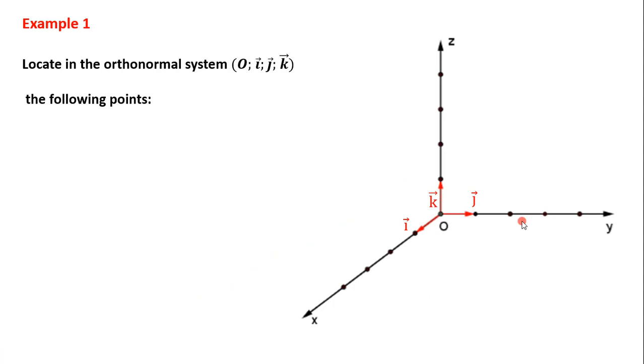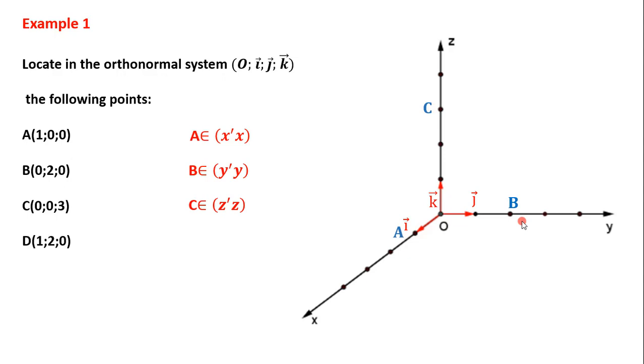In this example, we have to locate the following points. Look at A. The coordinates of A are 1, 0, 0. A belongs to the x-axis. B is 0, 2, 0. So B belongs to the y-axis or ordinate axis. C is 0, 0, 3. So C is on the Z or elevation axis. Point D has coordinates 1, 2, 0. So this point is in the plane XY, and the point E is 1, 2, 3.